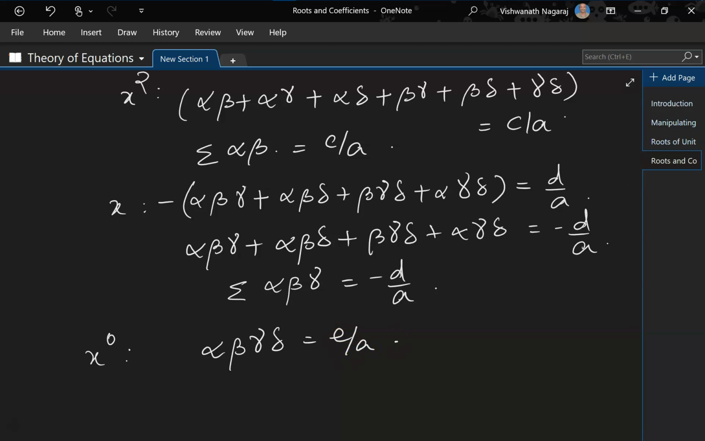You actually need to write this and practice so that you get comfortable with alpha beta gamma and the way in which it is represented, especially converting this form into this form.